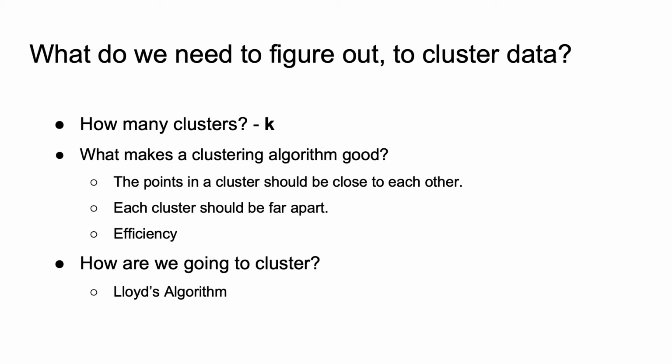In the K-means algorithm, we make k clusters. The second thing we need to figure out is what makes a clustering algorithm good. For a clustering algorithm to be good, the points within a cluster should be close to each other, and at the same time, other clusters of points should be further away.